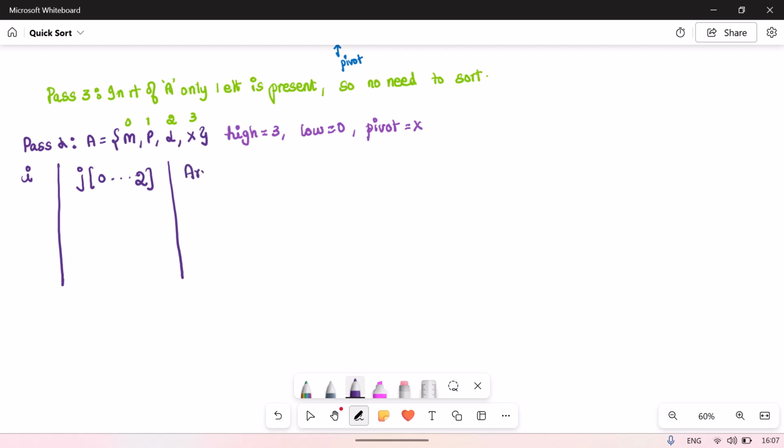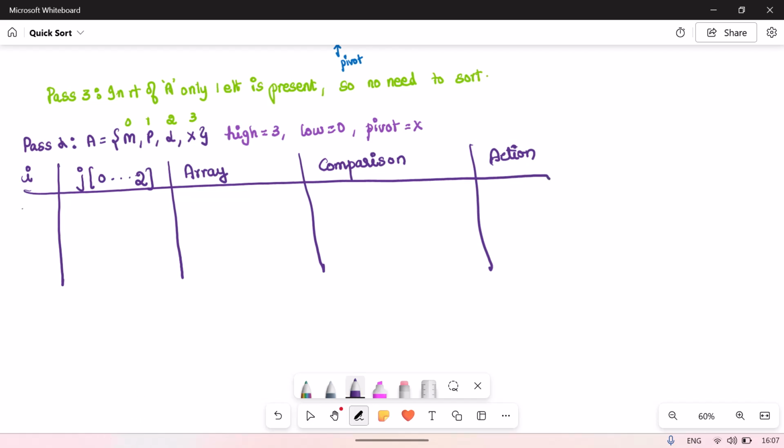Then we have array. Then we have comparison. Then the action taken. Okay, so initially I is -1, j value is 0. Now compare. So A of 0, is it less than or equal to pivot? A of j. Okay. So A of 0 is M. M less than or equal to pivot? No. So no action will be taken.